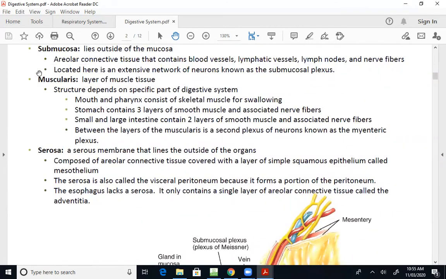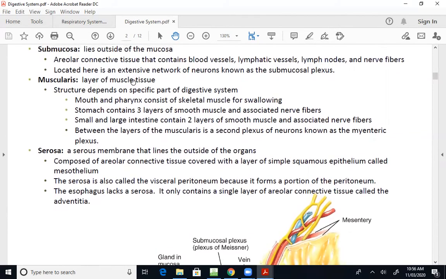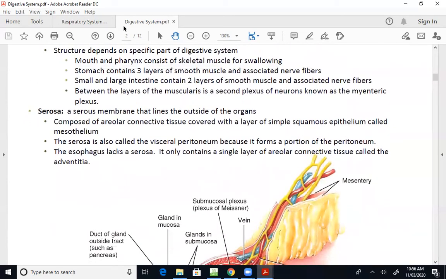Our third layer, and based on its name, should be pretty dang common sense that this is where you find the muscle. What type of muscle and how much muscle is dependent upon where you're at in the digestive system. In our mouth and the pharynx, it's going to be made up of skeletal muscle, which is important for the voluntary aspect of chewing, or excuse me, of swallowing. After we look at the pharynx, everything else, it's all going to be smooth muscle, which we know smooth muscle is involuntarily controlled, and we don't have to have any conscious awareness of it. It's just being done for us.